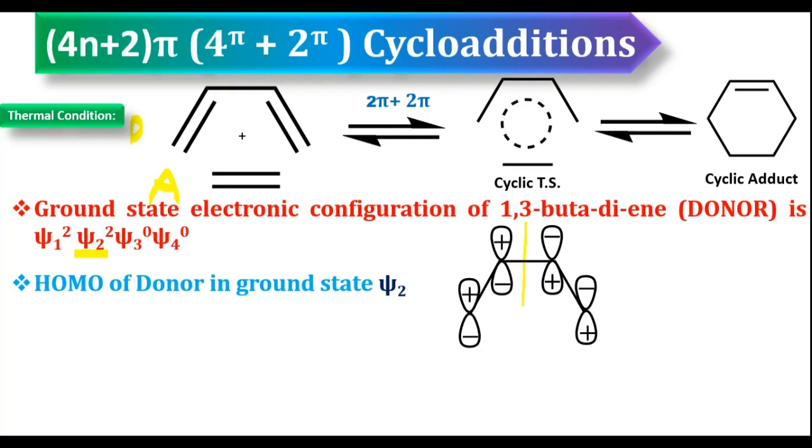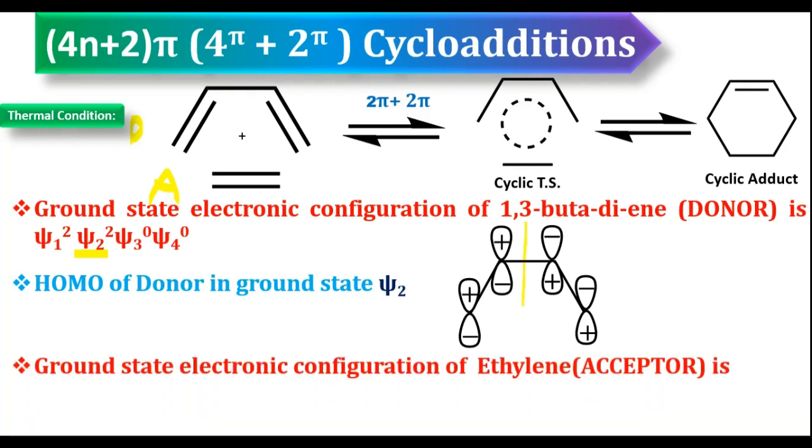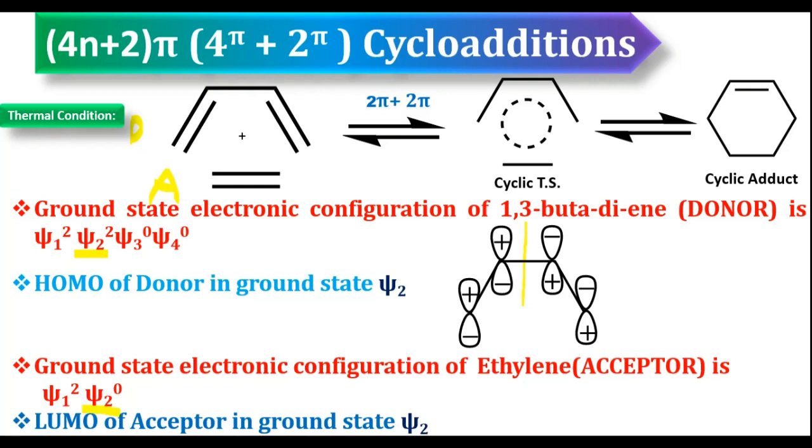Now write the ground state electronic configuration of ethylene, that is the acceptor molecule: psi1^2, psi2^0. So what is the LUMO here? The ground state LUMO is obviously psi2. So psi2 is this one.